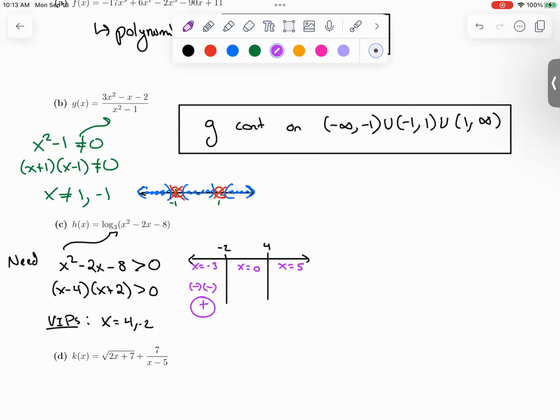So h of x is continuous. h is continuous on negative infinity to -2, parenthesis, union 4 to positive infinity. Any questions on that?